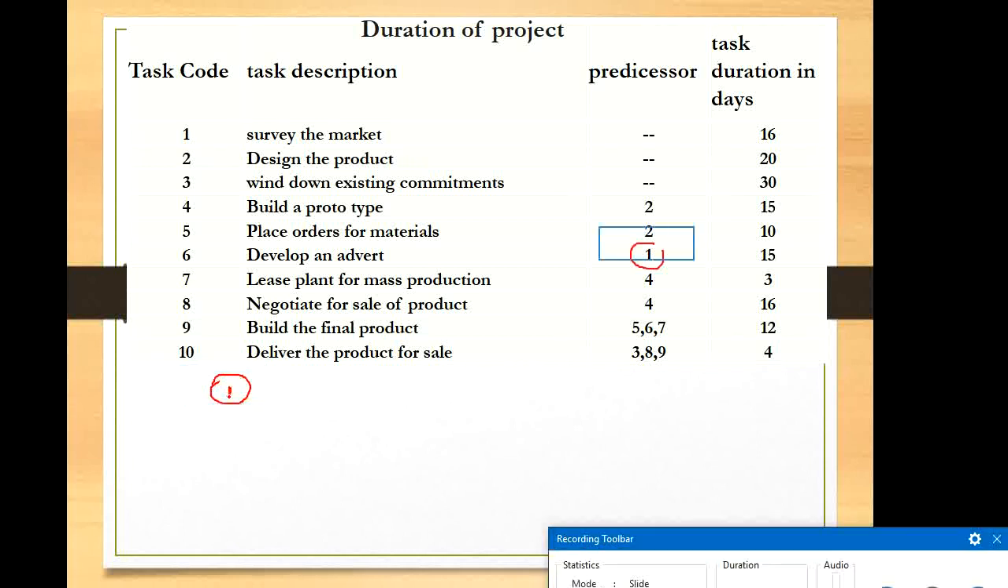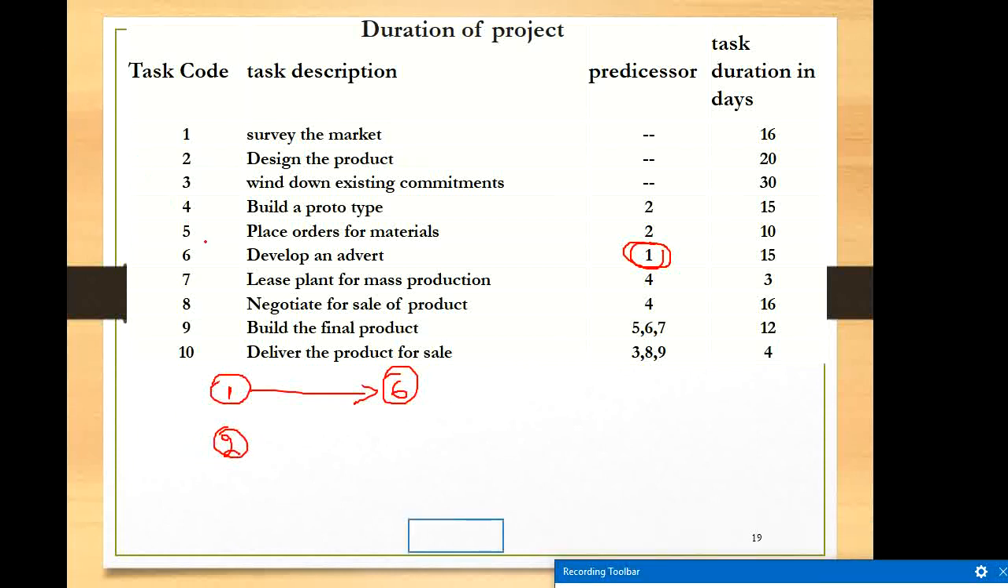Activity on node. 1 is a precedent. You check here, 1 is precedent or predecessor to 6. So you can just take here 6. Activity on node. And 2, it is independent one. Design the product, right?